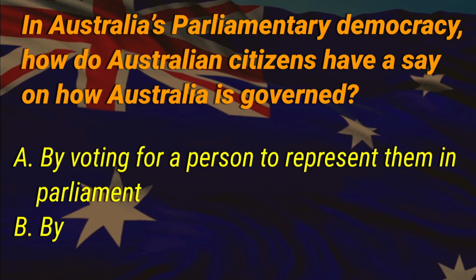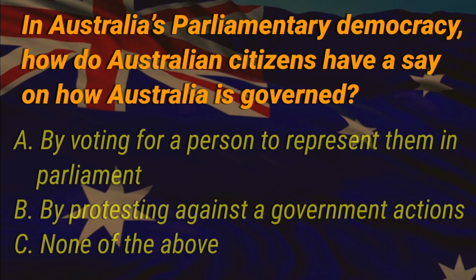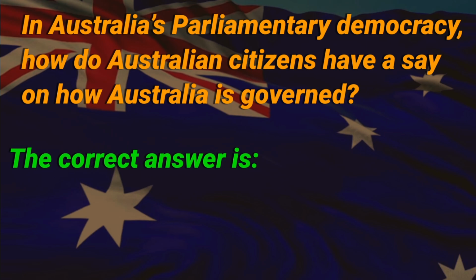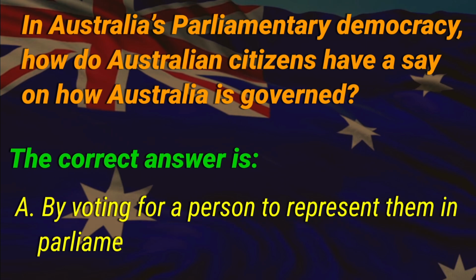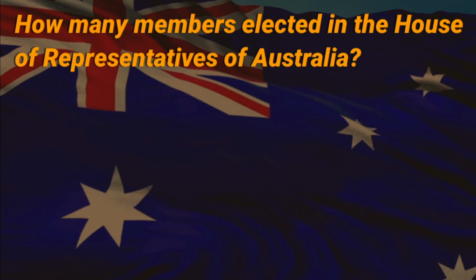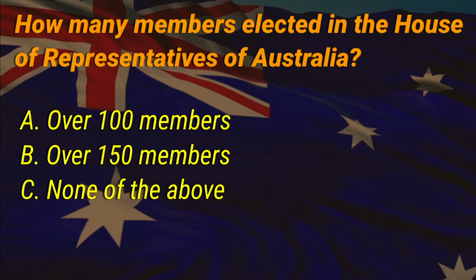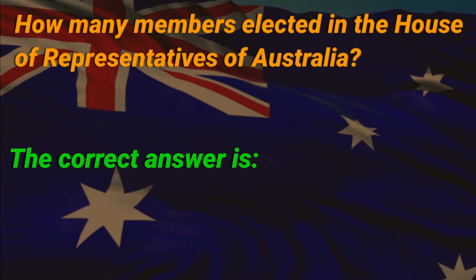A. By voting for a person to represent them in Parliament. B. By protesting against the government actions. C. None of the above. The correct answer is by voting for a person to represent them in Parliament. How many members are elected in the House of Representatives of Australia? A. Over 100 members. B. Over 150 members. C. None of the above. The correct answer is B.